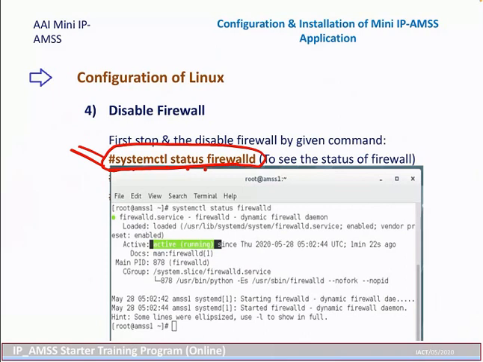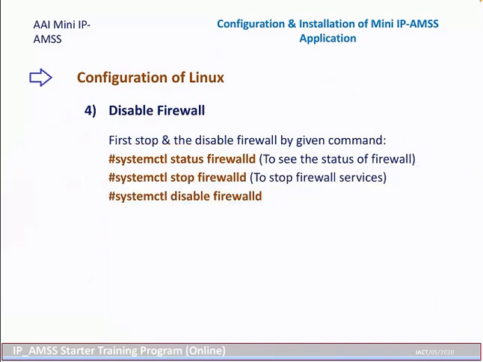After writing this command, this might hamper the server with the workstations. So that is why we disable this firewall. So how to disable it? This first command was there to see the status, and we will write the second command: systemctl space stop space firewalld, and then next we'll write systemctl space disable space firewalld.